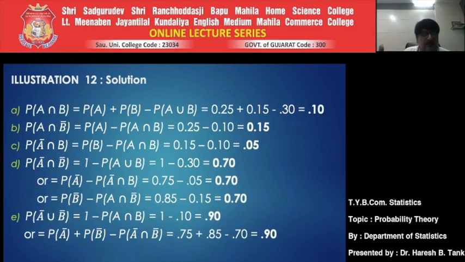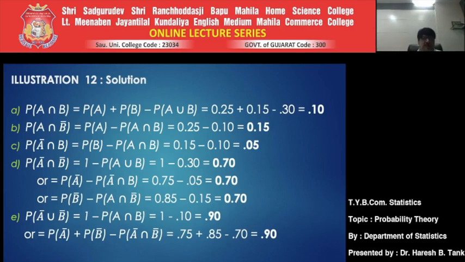The third way we can approach it is the probability of B complement minus the probability of A intersection B complement. Again, all the values are known to you: 0.85 minus 0.15, which comes to 0.70. Is it fine? Okay.